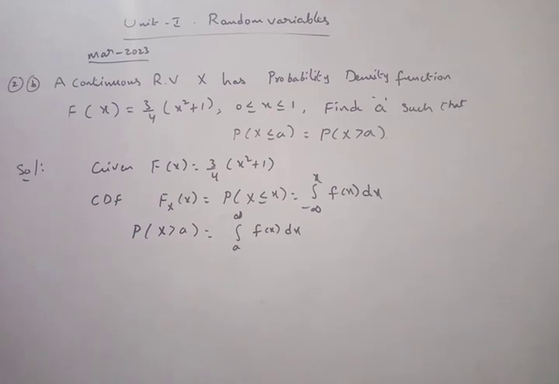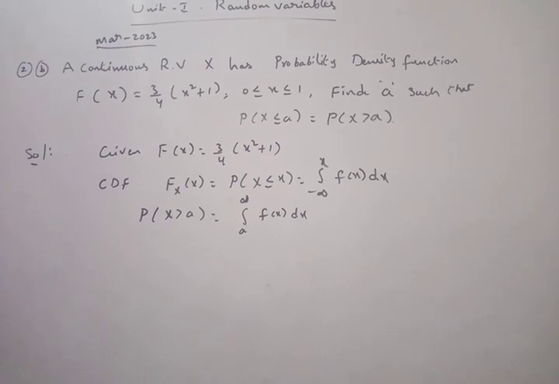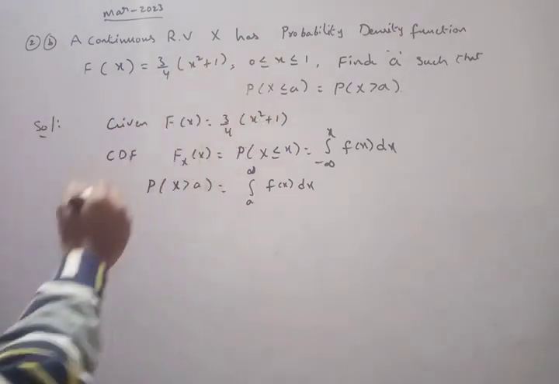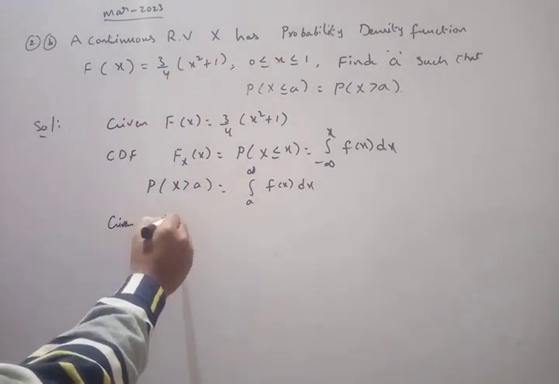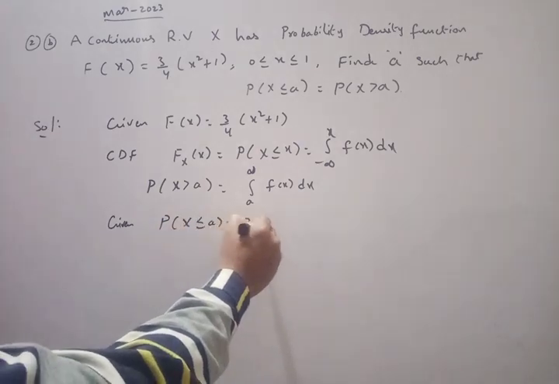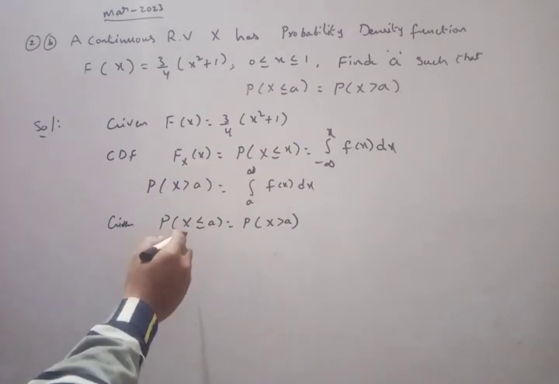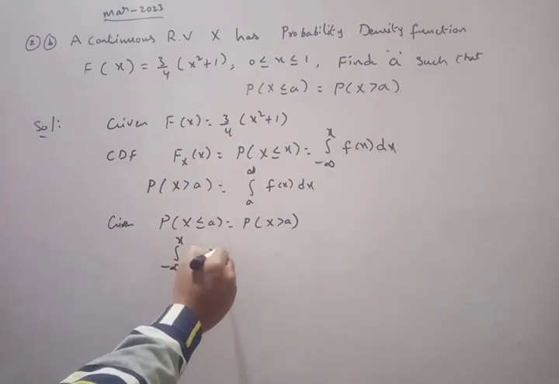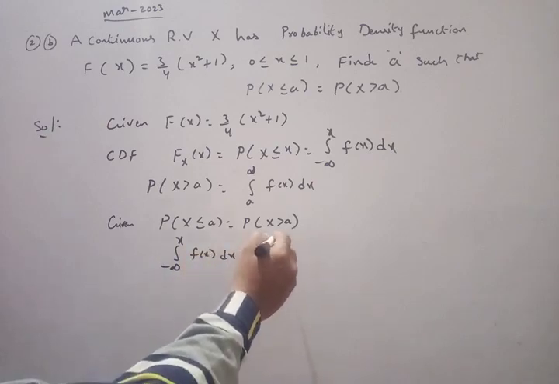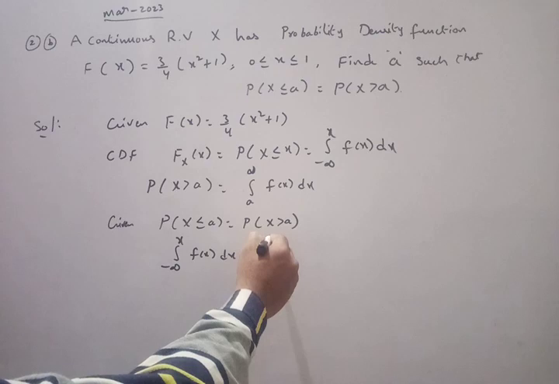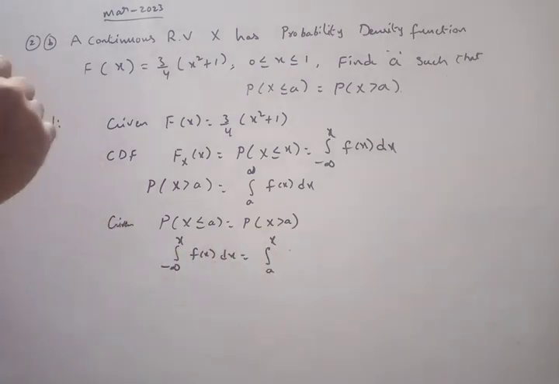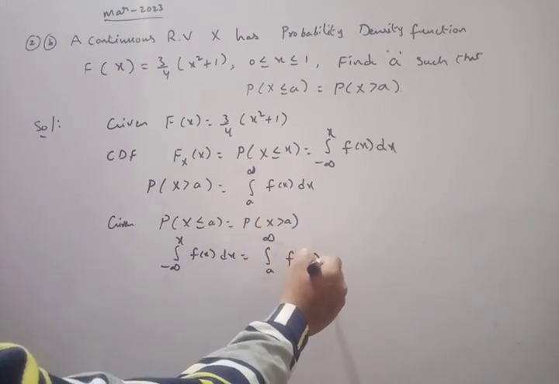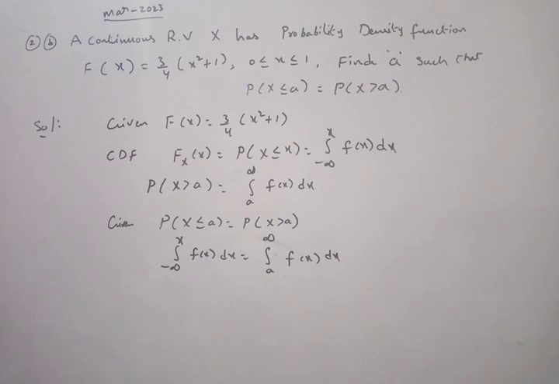Now what is the condition he gave here? He gave P of capital X is less than or equal to a, that is equal to P of X greater than a. So that means from the definition, we get integral minus infinity to a f of x dx is equal to integral from a to infinity f of x dx.